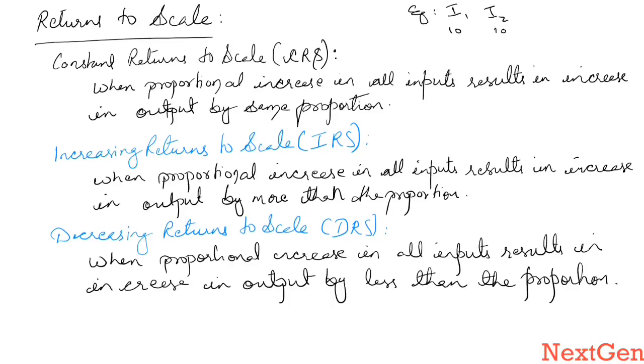Suppose we increase input 1 by 10% and input 2 by 10% and we get the output increase by 10%. So all these are the same. That's called constant returns to scale. If we increase input 1 by 10% and input 2 by 10% and we get output increase by 20%, then this is known as increasing returns to scale. If we increase input 1 by 10% and input 2 by 10% and we get the increase in output by only 9%, then this is known as decreasing returns to scale.